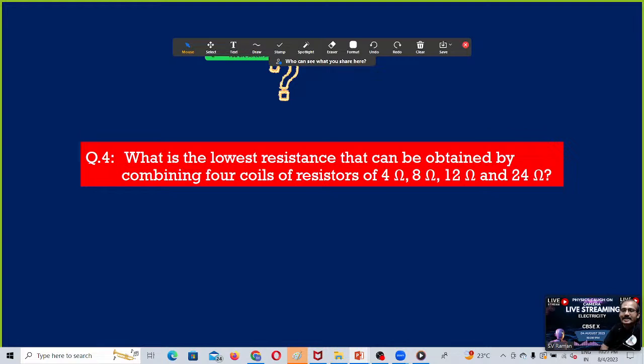What is the lowest resistance that can be obtained by combining 4 coils of resistance 4 ohms, 8 ohms, 12 ohms and 24 ohms? This is one of the CBSE questions, asked in one of the examinations. So how to answer this question? What is the lowest resistance that can be obtained by combining 4 coils? They have given some values.